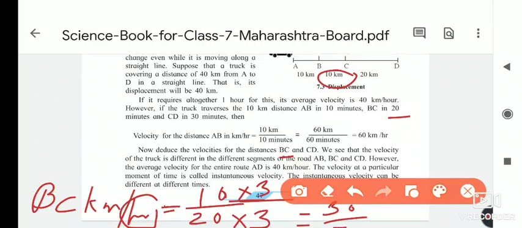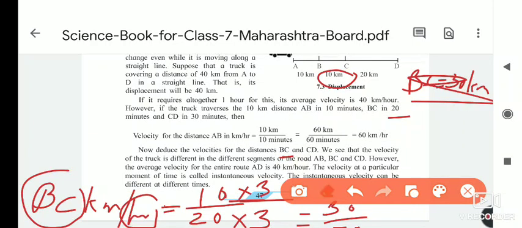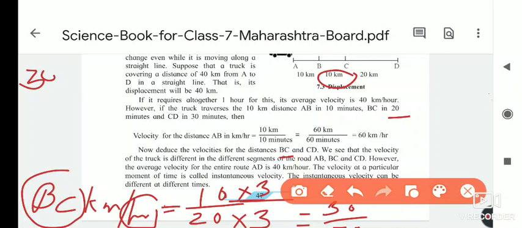So if you divide this, what do you get here? 30 upon 60. So what is his speed? 30 km per hour at BC. Okay, so BC speed is equal to 30 kilometer per hour.